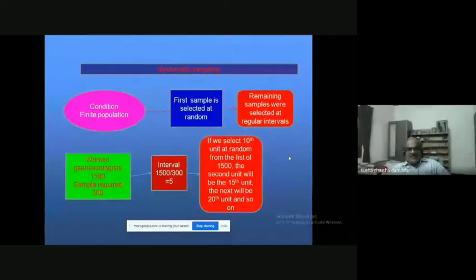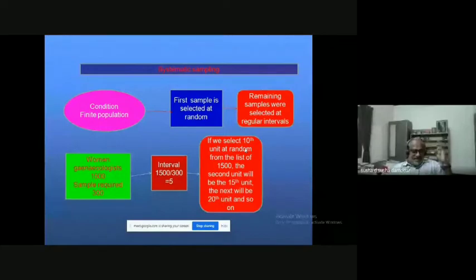How will we select the sample? Here the interval is 5. And the first gynecologist is selected at random, possibly the 10th gynecologist in the source list. Who is the second one? The second gynecologist we select will be the 15th gynecologist in the list. What will be the third? The third will be the 20th because the interval is 5. You remember one thing: the first unit is selected at random and the remaining units are selected at regular intervals.